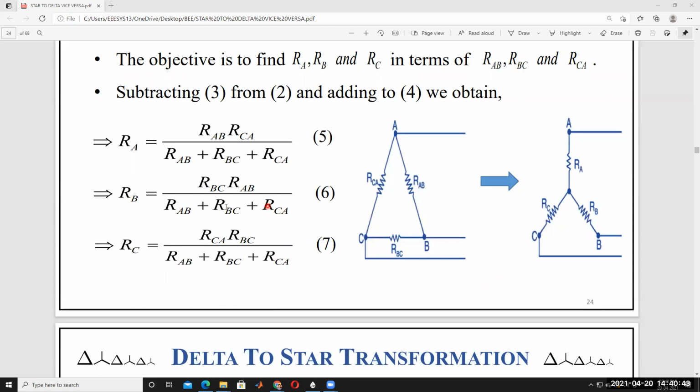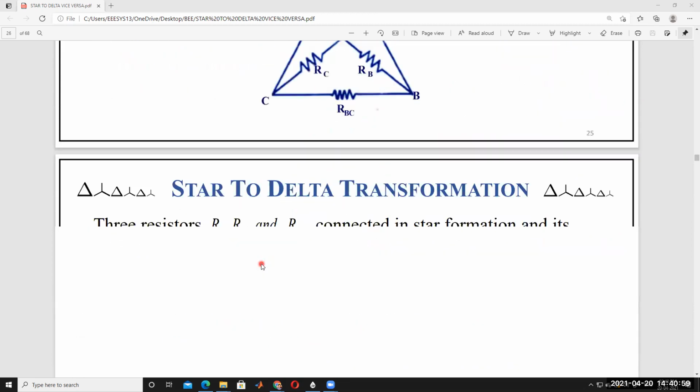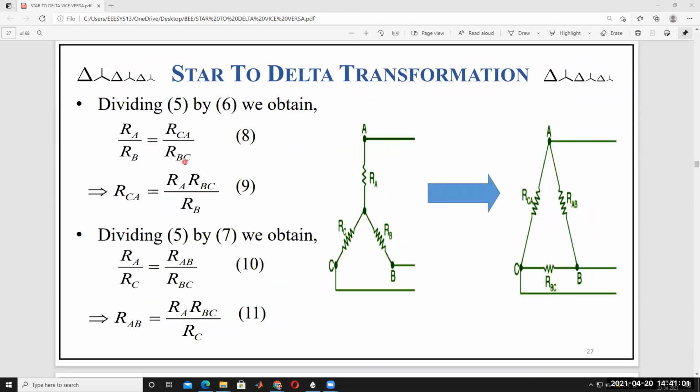The denominator is the same for RA and RB both. Here RAB plus RBC plus RC, the denominator is the same, so it gets cancelled. Only RCA and RBC remain. RA divided by RB is nothing but RCA divided by RBC. It is clear. Then RCA is equal to RA divided by RB into RBC. Consider this as the 9th equation.